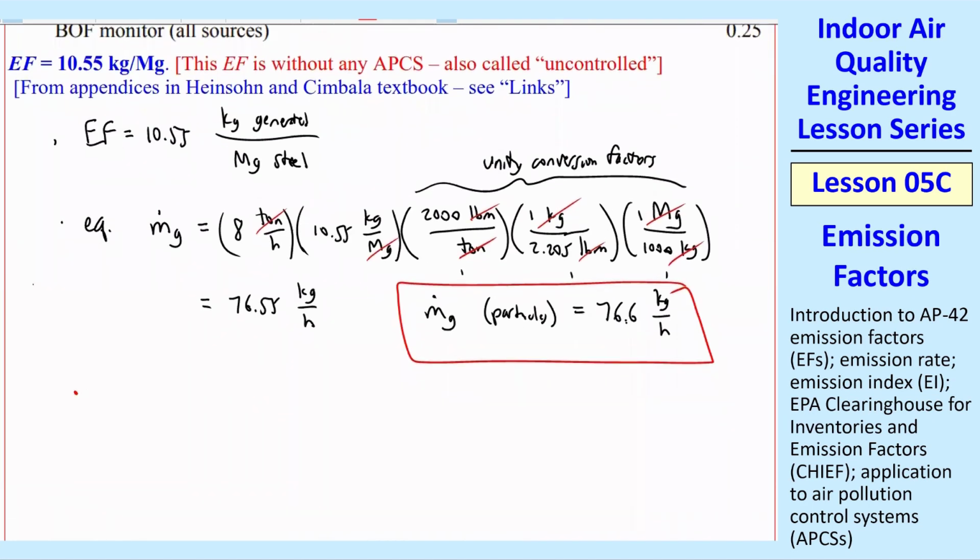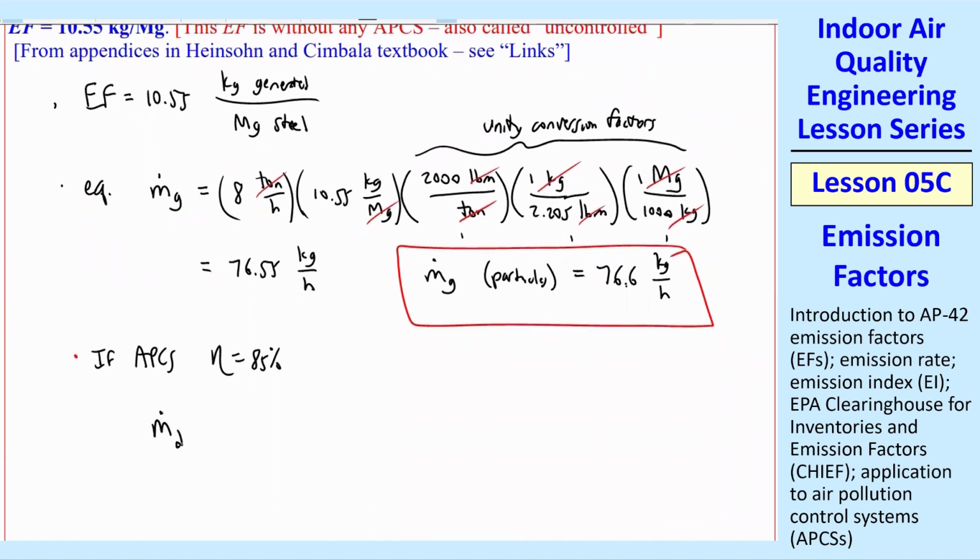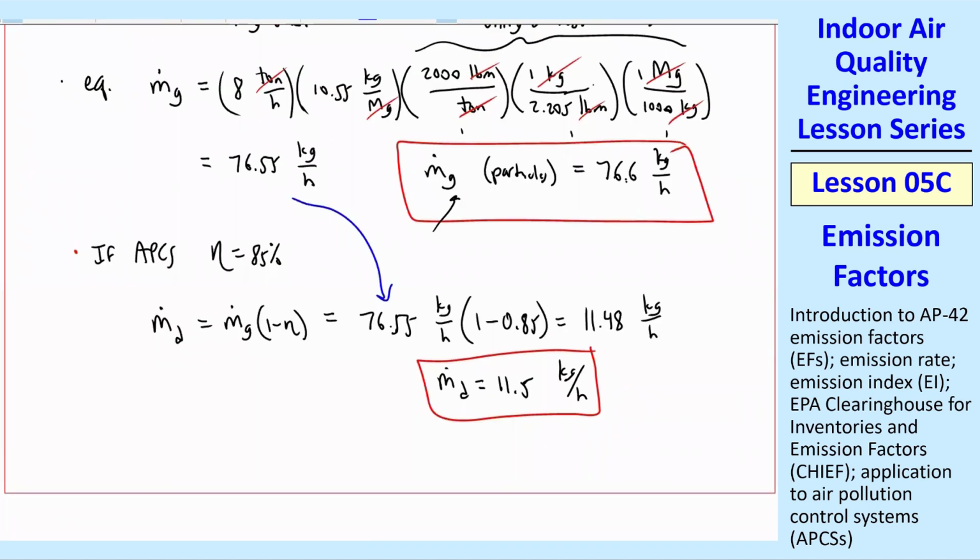Now let's do another example of this problem. If we have an APCS with an eta of 85%, how would we calculate the discharge? So if there's no APCS, then this m dot g would equal m dot d. So we'd be done. But the discharge is, from our equation previously, m dot g times 1 minus eta. So using our calculation from up here, we end up with 76.55 kilogram per hour times 1 minus, convert 85% to 0.85, and I get 11.48 kilogram per hour. So I round that to 11.5.